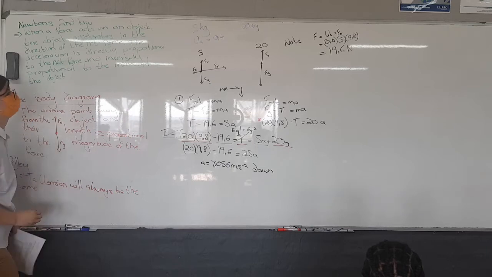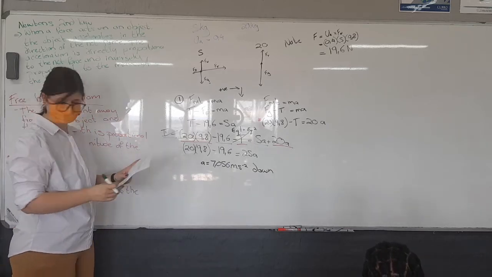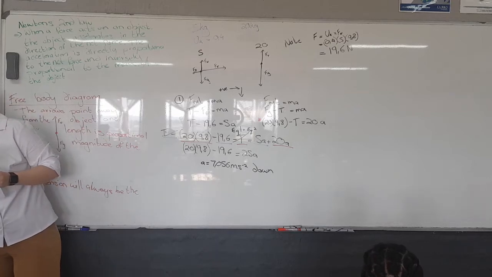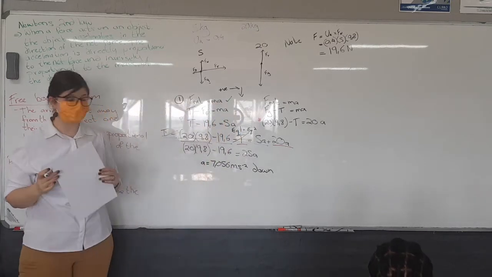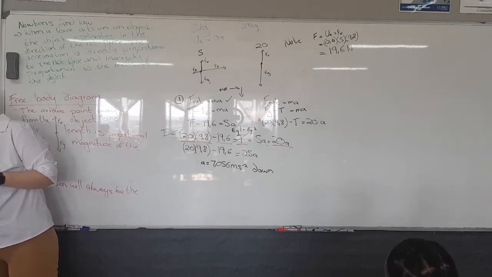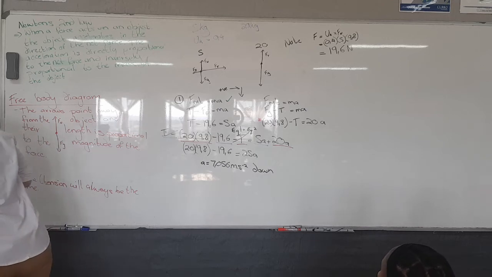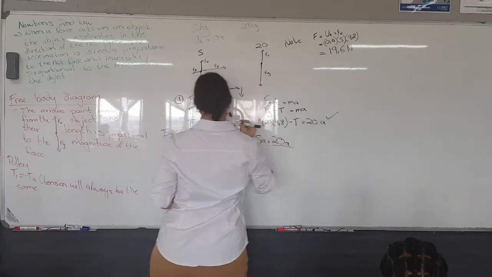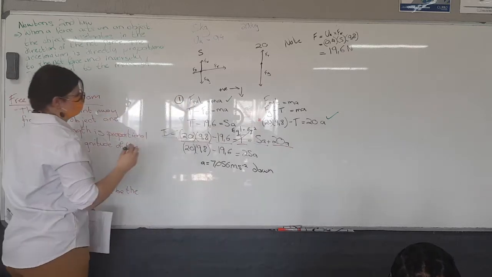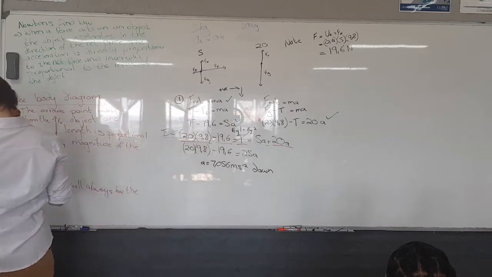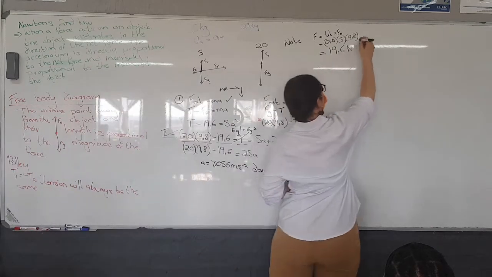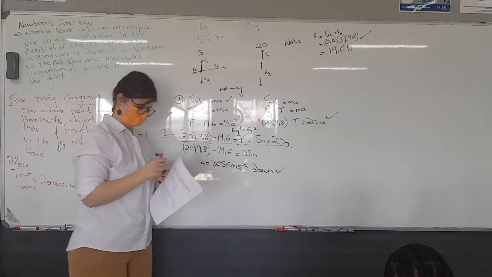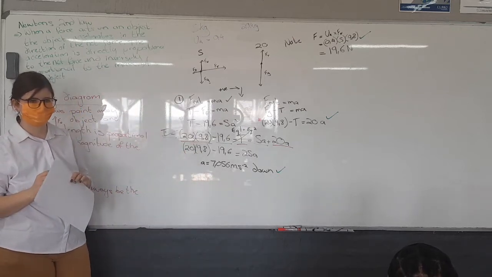Alright, so let's mark our question. I get 1 mark for F is equal to MA. 1 mark for writing that. Nice easy mark. And then 1 mark for this equation. 1 mark for this equation. That's 3. There we go. 1 mark for this. And 1 mark for your final answer. And that formula there is to calculate friction.